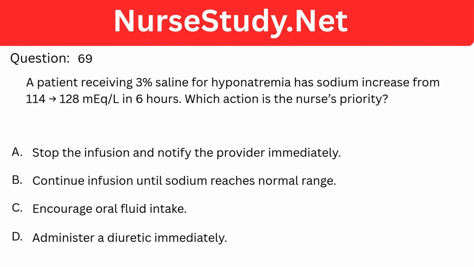Question 69. A patient receiving 3% saline for hyponatremia has sodium increase from 114 to 128 milliequivalents per liter in 6 hours. Which action is the nurse's priority? A. Stop the infusion and notify the provider immediately. B. Continue infusion until sodium reaches normal range. C. Encourage oral fluid intake. D. Administer a diuretic immediately.